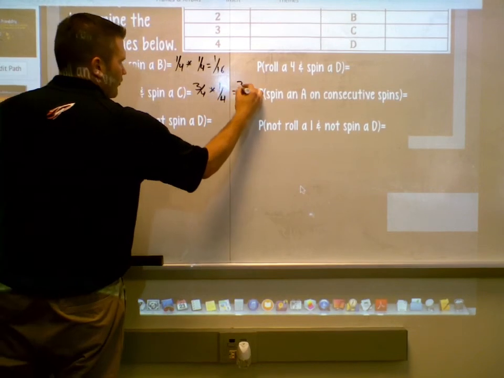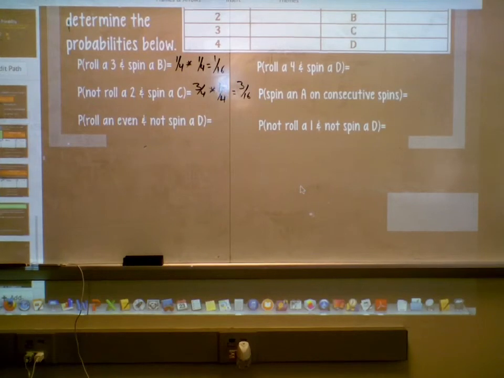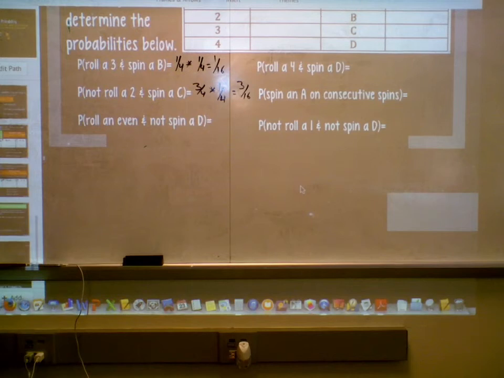Friday? I mean, Wednesday. Ladies, you doing the probabilities? Yes. Mr. Ray? Yep. For the roll of 2 and spin a C, how'd you get 3/4? Not roll a 2. There's 3 options that aren't a 2, right?